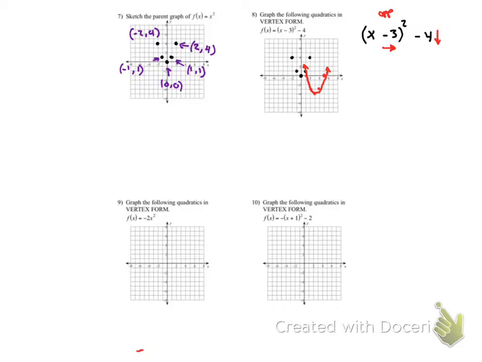Okay, let's go on to number 9. Again, same thing. We want to go ahead and put our parent graph on there. Here is 0, 0, 1, 1, 2, 4, -1, 1, -2, 4. Okay. So there's our parent. And now we have to apply our multipliers and our shifts.